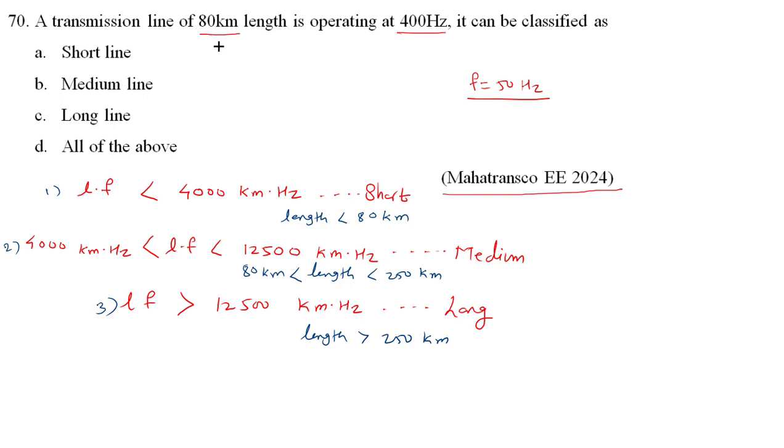Now here, if you multiply 80 into 400, so line length into frequency 400, that will be 32,000 km Hertz. So clearly 32,000 is greater than 12,500. Therefore this line will be categorized as a long transmission line. So we should not take the decision solely based on the line length. We should also have a close look at the frequency. If frequency is 50 Hz, then the same line we can consider as a short line, because it is 4000 km Hertz, less than or equal to we can consider. But here, as frequency is 400 Hz, therefore it will be a long line.